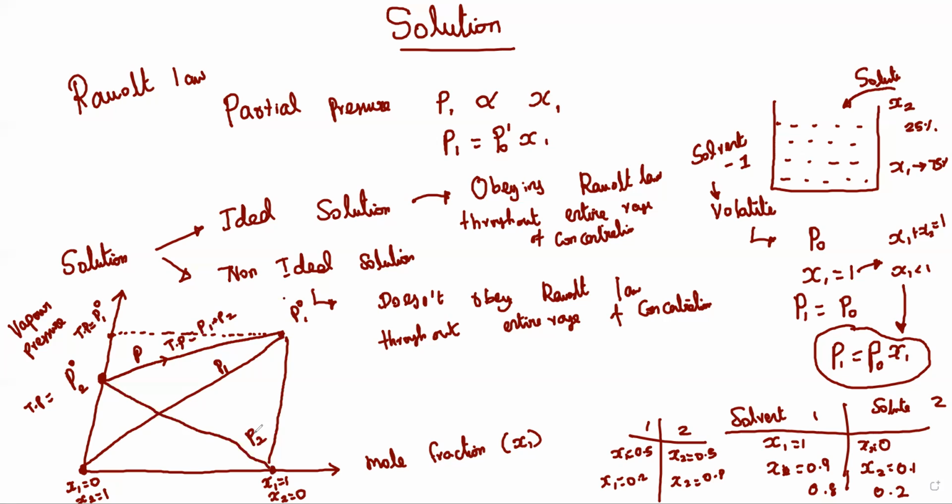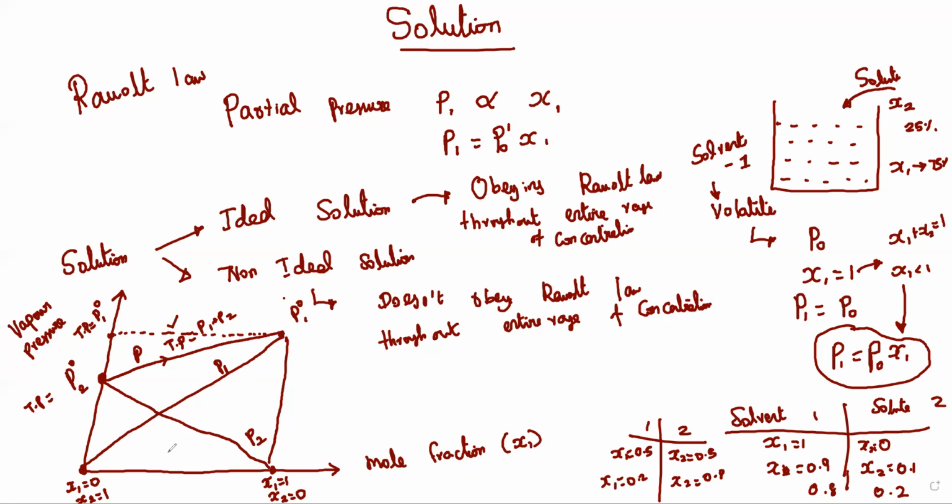So this P1 value and P2 value and the total pressure, these three we can measure or calculate. This total pressure we can measure. If we know the total pressure, from that we can calculate P1 and P2. And the x1 value and x2 value we also know, we can calculate how to find the mole fraction.